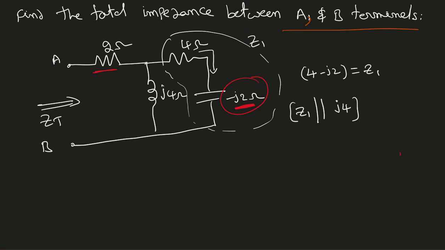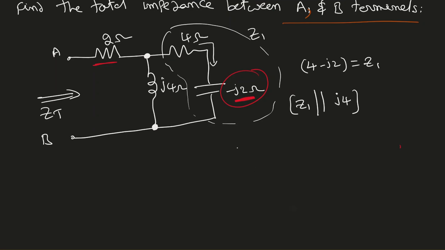How do I know that? Because Z1 and J4 have the same starting terminals and the same ending terminals. If they both start at the same node and end at another node, then those elements are in parallel. So these two are in parallel. So the parallel combination is 4 minus J2 with J4. It's just like resistors. Everything is in ohms.